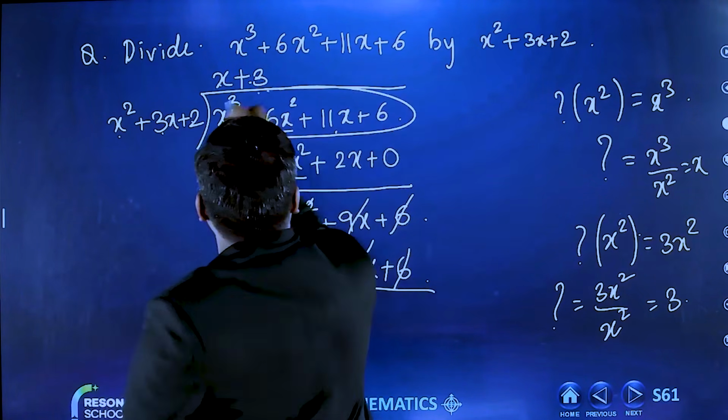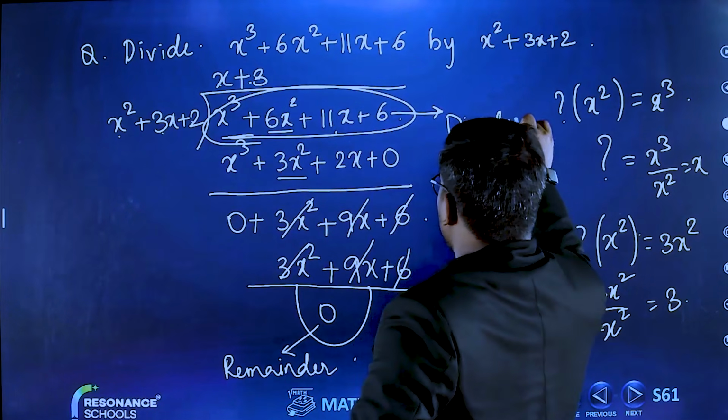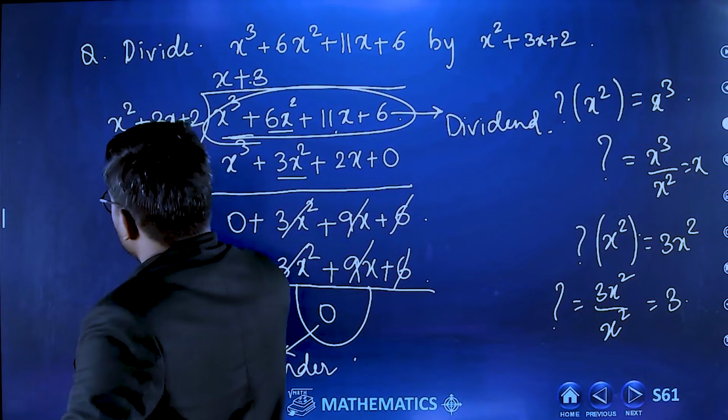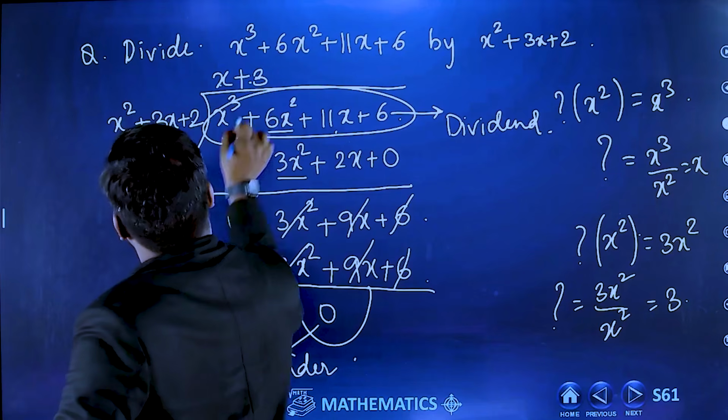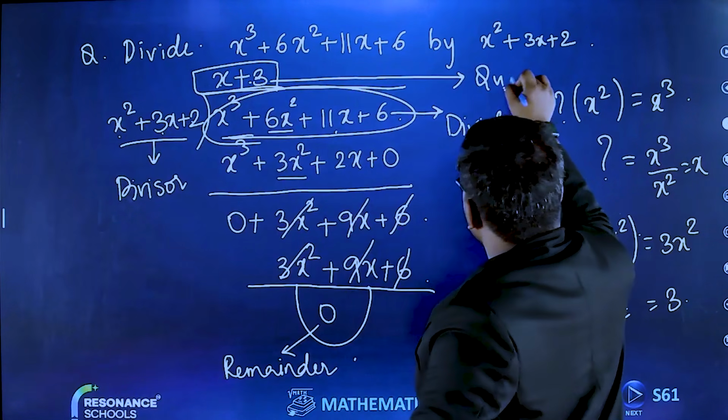This expression is the dividend. This is my divisor. And x plus 3 is my quotient, which is the answer.